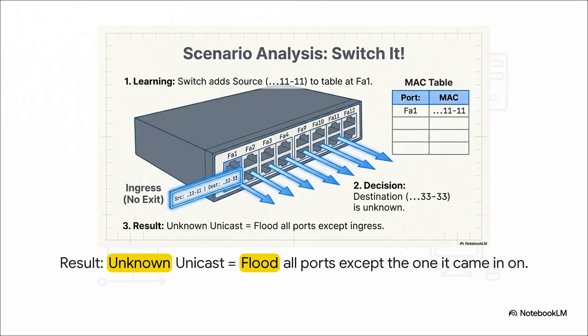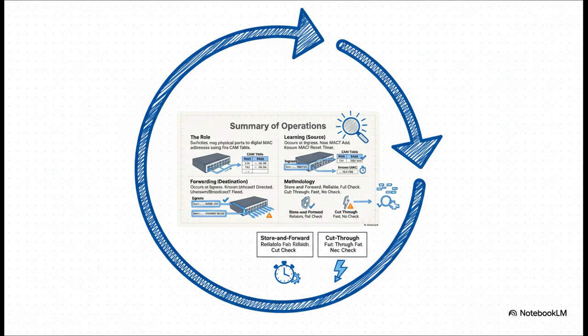And the result? Because the destination is what we call an unknown unicast, the switch has to do the only logical thing it can. It floods the frame out of all the other ports, basically yelling, "Hey, is anyone out there looking for this?" And there you have it, the whole elegant cycle from start to finish.